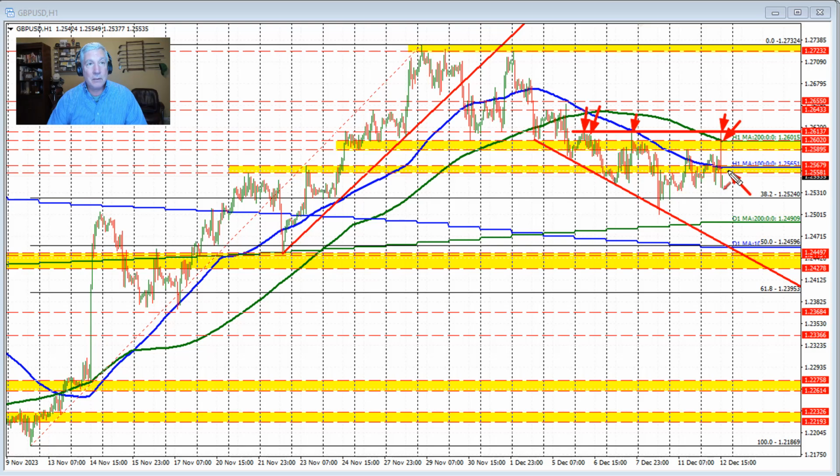We are back below the 100-hour moving average, which is now resistance for traders at 1.2565. Staying below that level is more bearish. Look toward the 38.2% retracement as the next key target. That's the move up from the November 10th low to the high price that we saw at the end of November. That level comes in at 1.2524, and if we move below that level, we'll start to look toward the 200-day moving average.